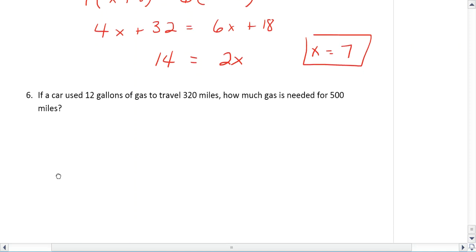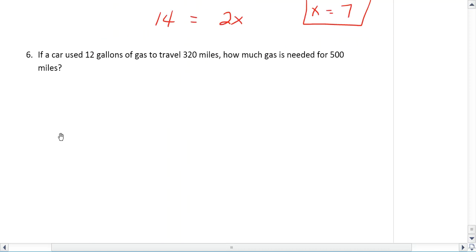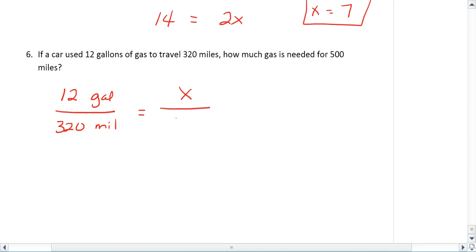All right, one more example is a straight up proportion problem. If a car uses 12 gallons of gas to travel 320 miles, now there's many different correct ways to set this up, and I'm just going to choose one of them that I guess I like to use. So if I have 12 gallons and I drive 320 miles, how much gas, that's the x, how much gas would be needed to go 500 miles?